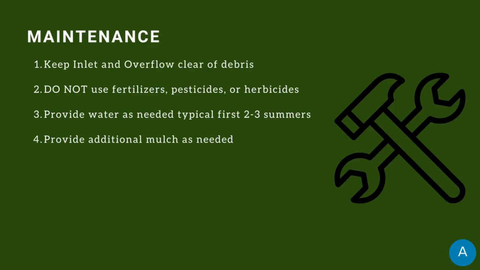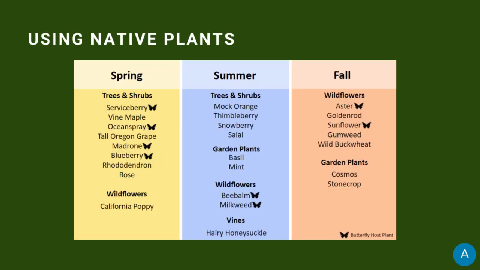Rain garden maintenance. Keep inlet and overflow clear of debris. Do not fertilize, use pesticides or herbicides, as this will contribute to runoff. Provide water as needed, typically the first 2 to 3 summers, and provide additional mulch as needed. When planting native plants, consider using a variety of plants that will bloom in spring, summer, and fall, as this will best provide food for our native pollinators.